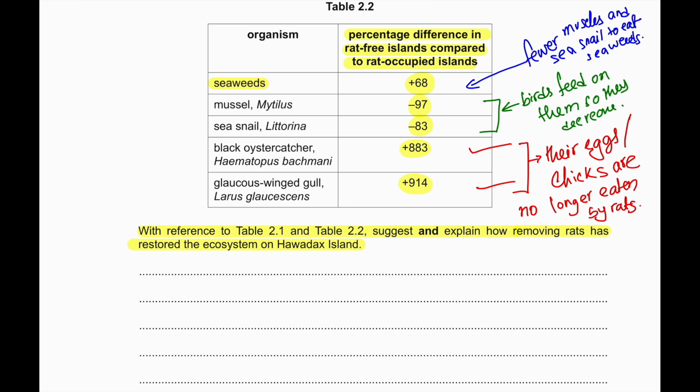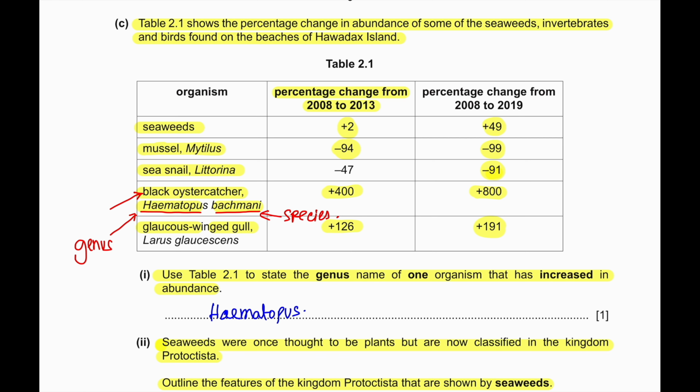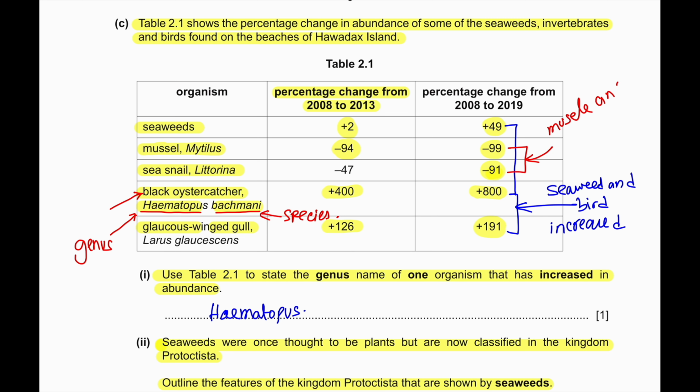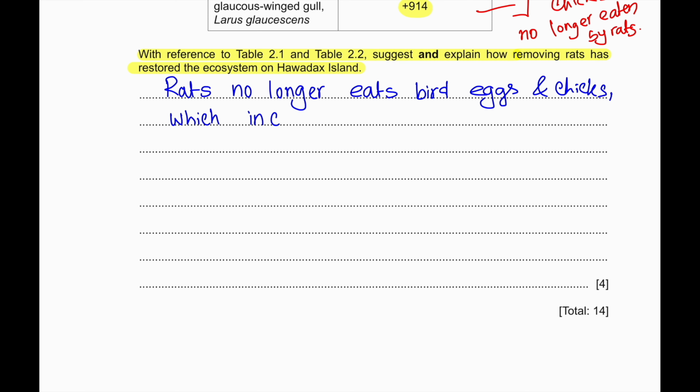Now, with reference to table 2.1, we saw that the absence of rats had a general increase on the seaweed and the bird population. And we saw that there was a general decrease in the mussel population and snail population. So the answer can be written in this way.